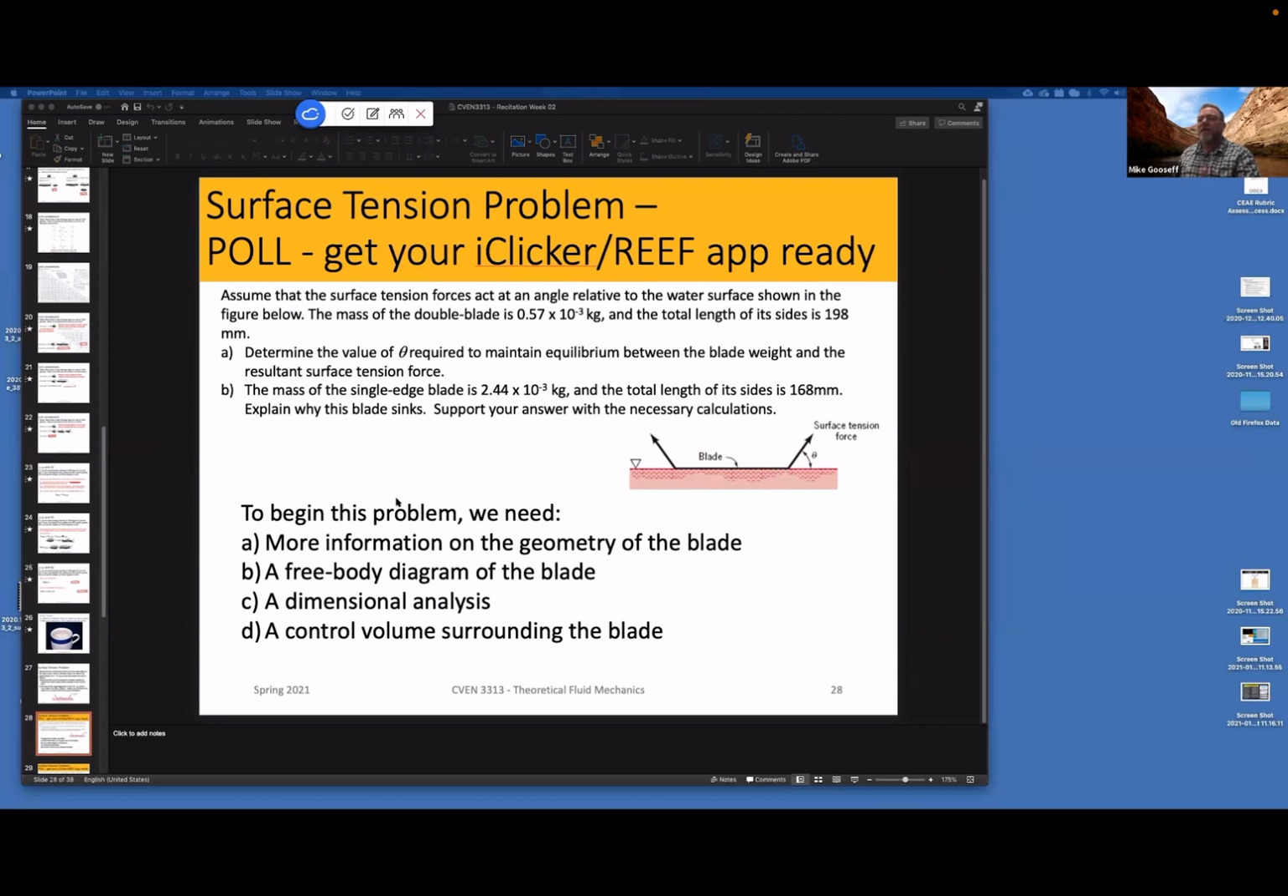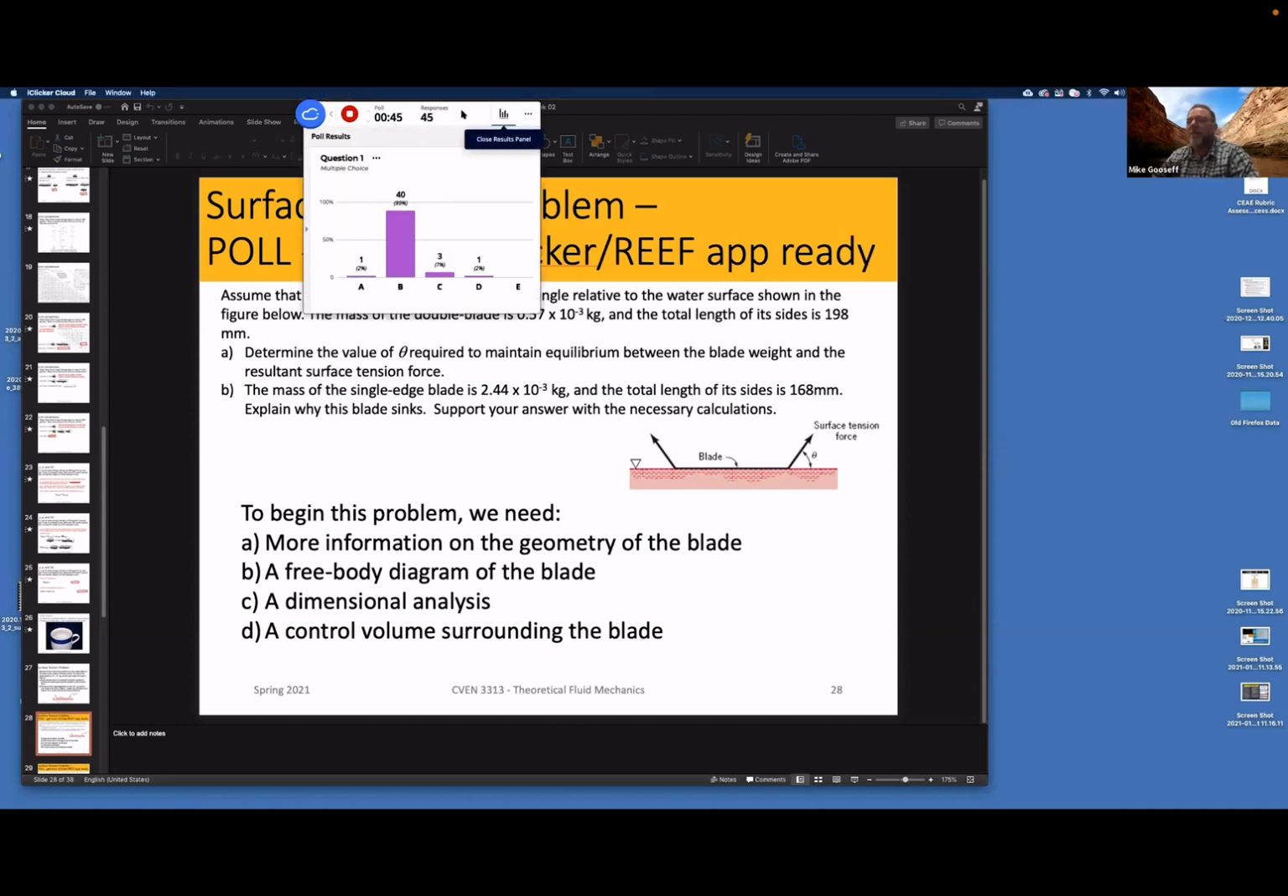And the question is, to begin this problem, we need to, A, do we need to get more information? B, do we need to create a free body diagram of the blade? C, do we need to do a dimensional analysis? Or D, do we need to create a control volume surrounding the blade? So I'll give you guys 60 seconds to think about that. What's our best first step here? Remember that surface tension is interacting with the edge of the blade in this case, and that's why surface tension, you may recall, is force per length.